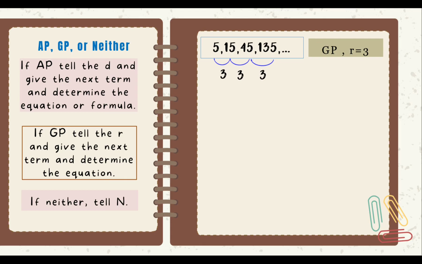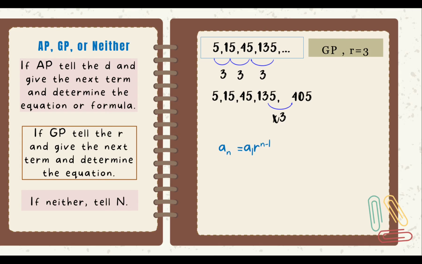Then we also have to take note that we have to give the term after 135. So since we are going from the very last term, we are moving to the right, then we make use of the operation multiplication. So we say 135 multiplied by 3 will be giving us 405. Thus 405 is the term after 135.